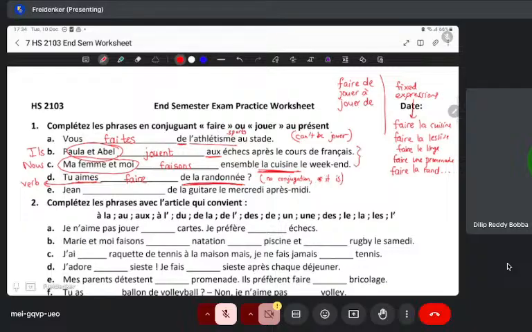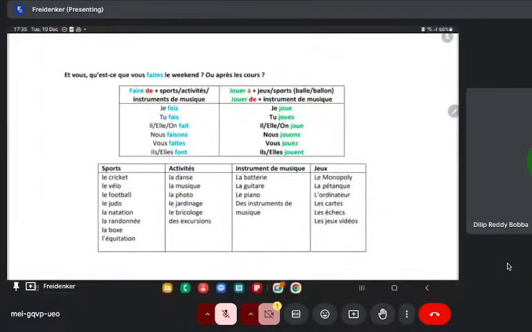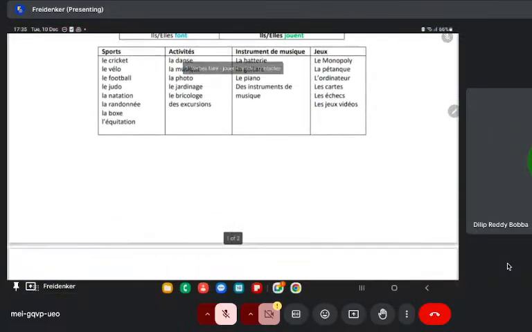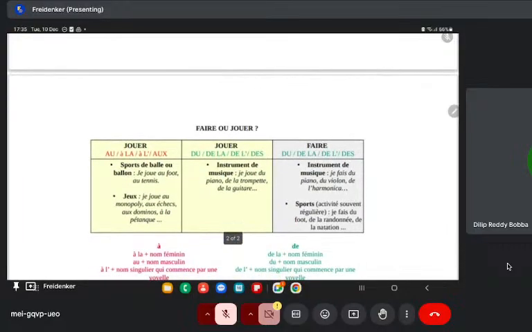Here you have fixed expressions. Okay, last one: Jean dash de la guitare. I have de now, and I have guitar also, so it can be both. If I go back to the table, I have musical instrument, and I also have de. So it can be jouer, it can be faire. It's up to you. Both of them will get answers.